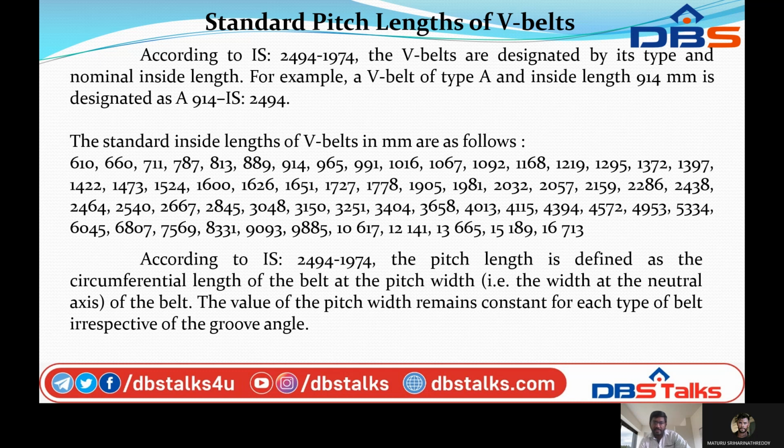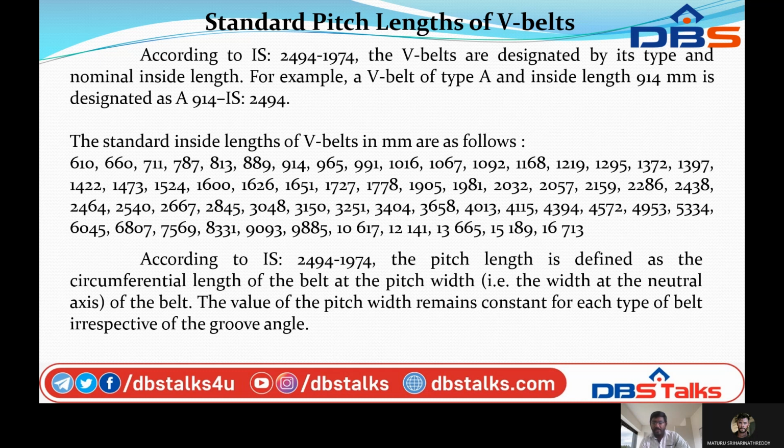610, 660, 711, 787, and so on, ranging up to 16,730. These are the standard inside lengths of the V belt in mm. According to Indian Standard 2494 to 1974, the pitch length is defined as the circumferential length of the belt at the pitch width, that is the width at the neutral axis of the belt.